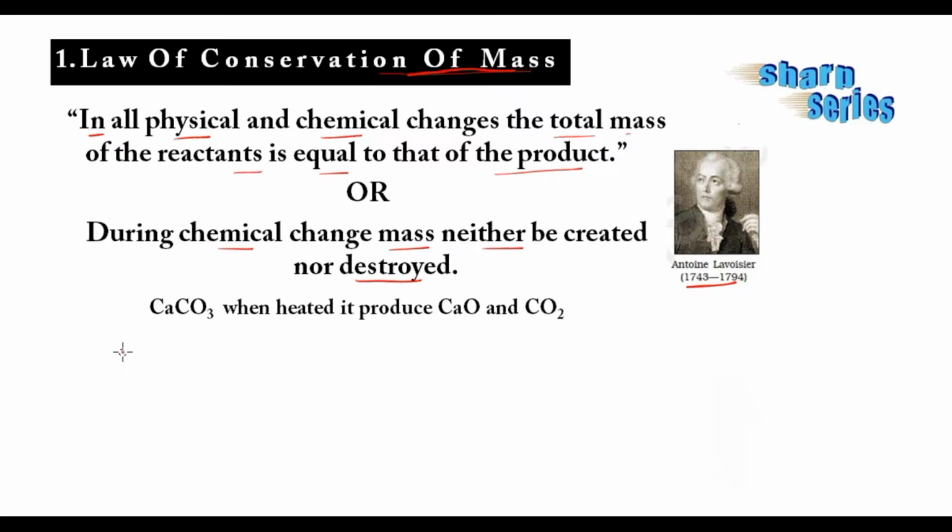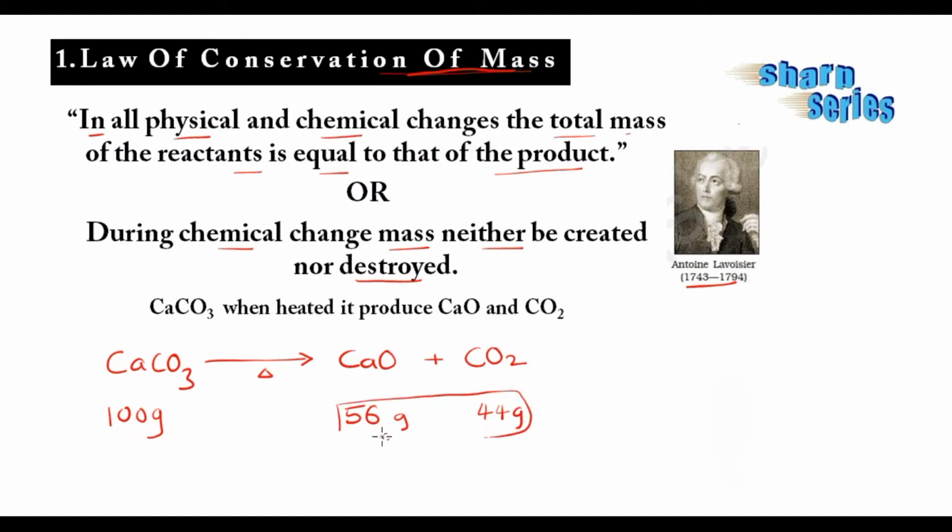Take an example. This is calcium carbonate, CaCO3. When it is heated very strongly, it splits up into calcium oxide and carbon dioxide. The mass of the calcium carbonate on the reactant side is 100 grams if it is 1 mole. I am producing 1 mole of calcium oxide and 1 mole of carbon dioxide. Therefore, the mass of the calcium oxide is 56 grams and the mass of carbon dioxide is 44 grams. The sum of the products, if you analyze, will be 100. Therefore, the mass on the reactant side and the mass on the product side are equal.